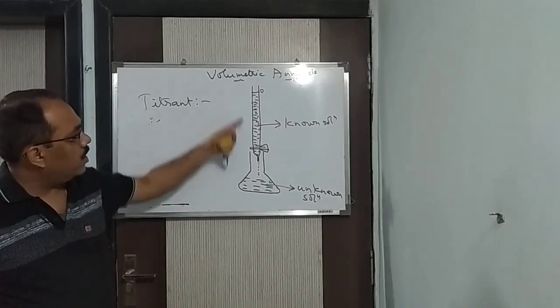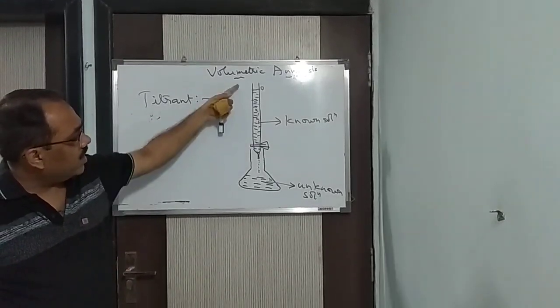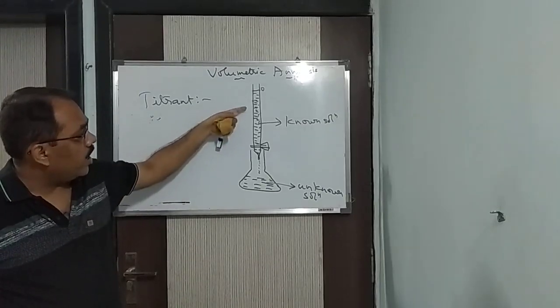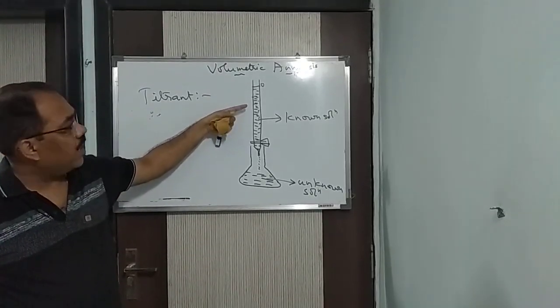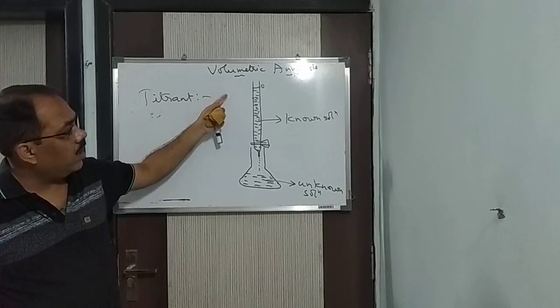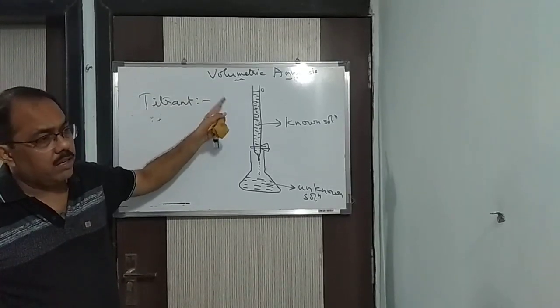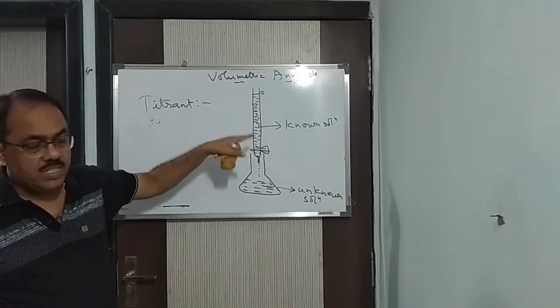So again I repeat, in the burette which you are adding, it is a titrant, which is known to you. Either it can be primary or secondary. Primary, it is already standardized. Secondary, you need to standardize it. You will be standardizing it.